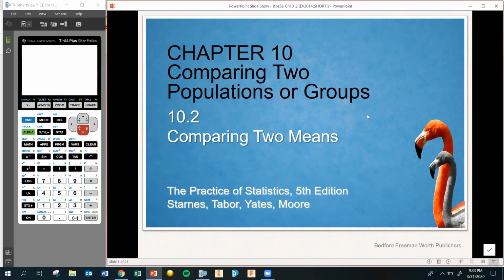So today when we start looking at means, you should remember that as soon as we start talking about means, you have to begin using the T distribution. Proportions always work with Z-scores and normal models, but now that we're working with means, we have to work with T distributions and T-scores. So let's take a look at what we're going to be doing.